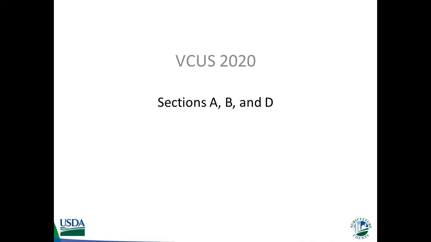In this video, we're going to go over the basics of sections A, B, and D of the VCUS questionnaire. Please note, I do not plan on going into great detail on these sections, as much of what is being covered is very similar to what has already been covered in previously recorded videos for the ARMS 2 training. If you need additional detail, I would recommend reviewing the information on the ARMS 2 page or reviewing your interviewer's manual for the VegChem survey.